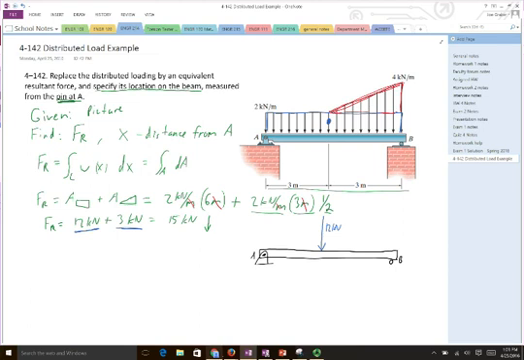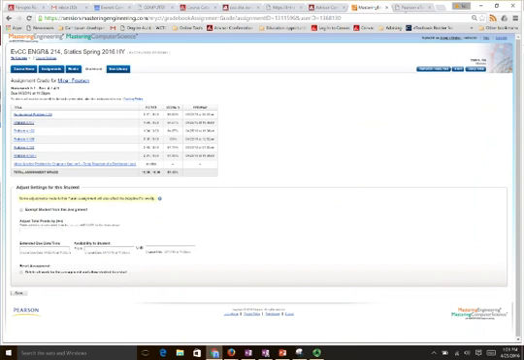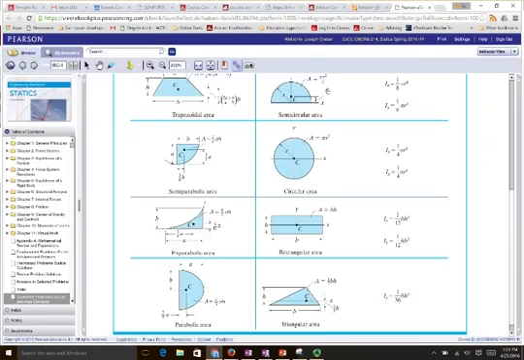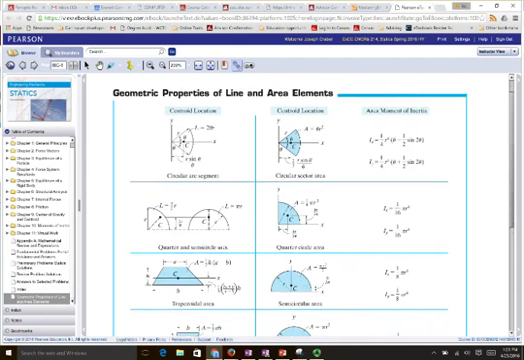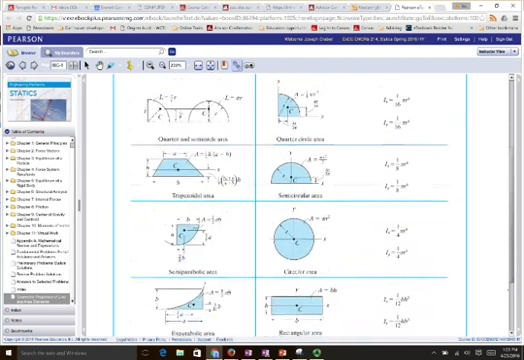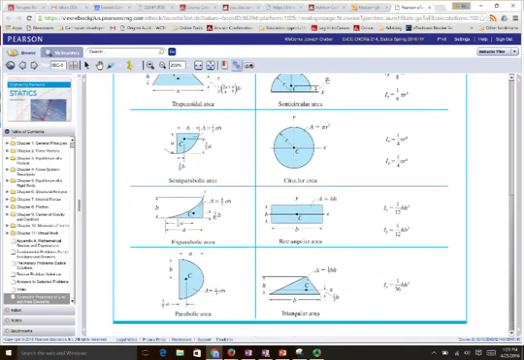If you go to the back cover of your textbook, it looks like this. This has different geometrical shapes, and it locates the centroid. The centroid is the dot, and it says C. You can see for the rectangle, the centroid is right in the center, and it's going to be 1/2 the base or 1/2 the height. For a triangle, you can see that the centroid is going to be 1/3 of the height.